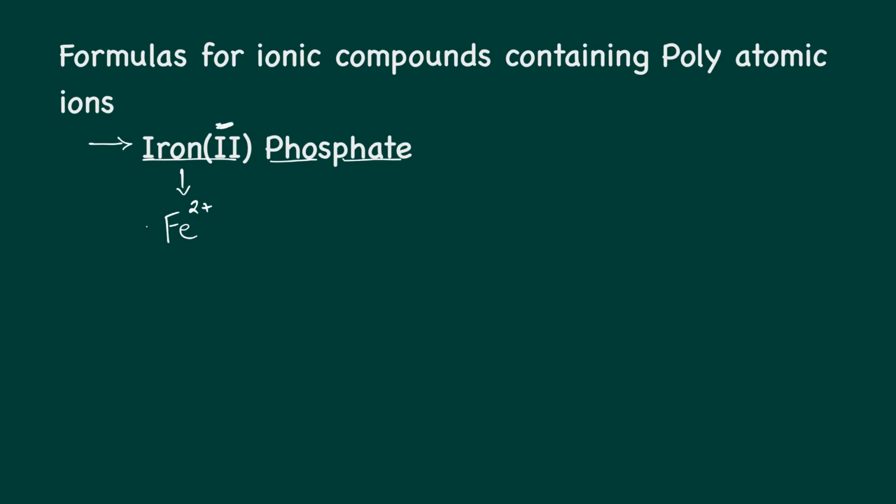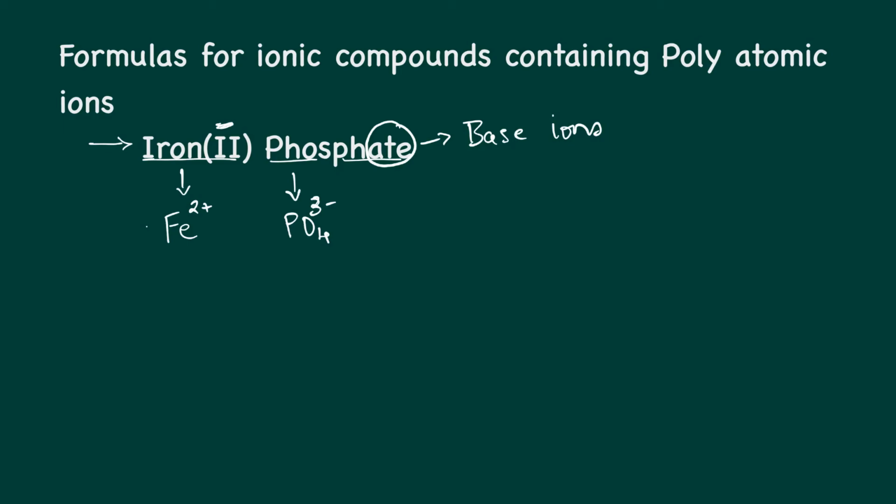Now, what about phosphate? Notice what it ends with. It ends with ate. We have learned that anything that ends with ate, we have designated them as our polyatomic ions. Okay? And those polyatomic ions should be there in your list of polyatomic ions. And when you look at that list, you will find that phosphate is PO4, 3 negative.